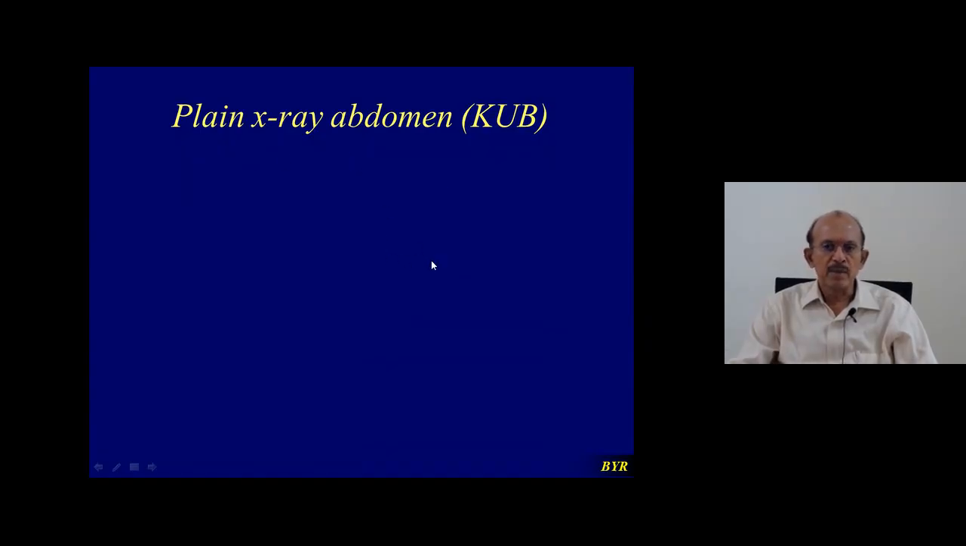Plain X-ray of the abdomen. This is called KUB X-ray. What is meant by KUB? K stands for kidneys, U for ureter, B for bladder. So it is an X-ray which comprises the area of the kidneys, ureters, and bladder.